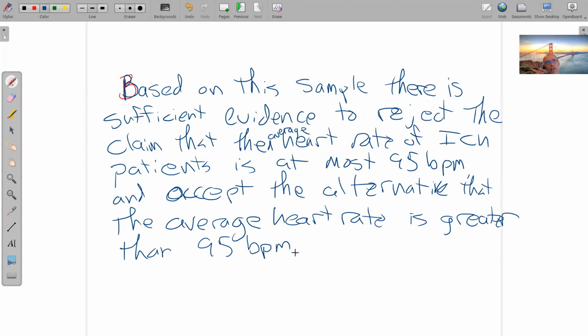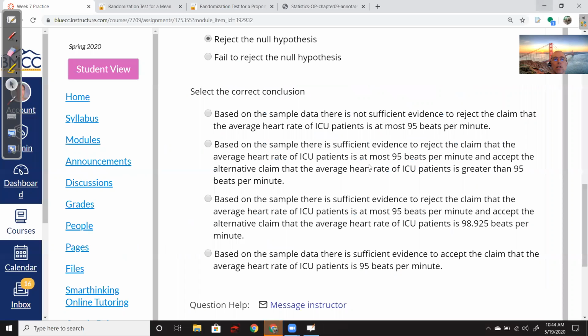Okay, do we know that it's 98.925 on average? No, that's just the sample. All right, so which of those is close enough to that? So based on the sample data, there is not sufficient evidence to reject. No, we do have sufficient evidence. Now, if your p-value came out to be greater than 2.5, then you would not have sufficient evidence, but then we got to read the rest of the claim. So let's see, just in case, based on the sample data, there is not sufficient evidence.